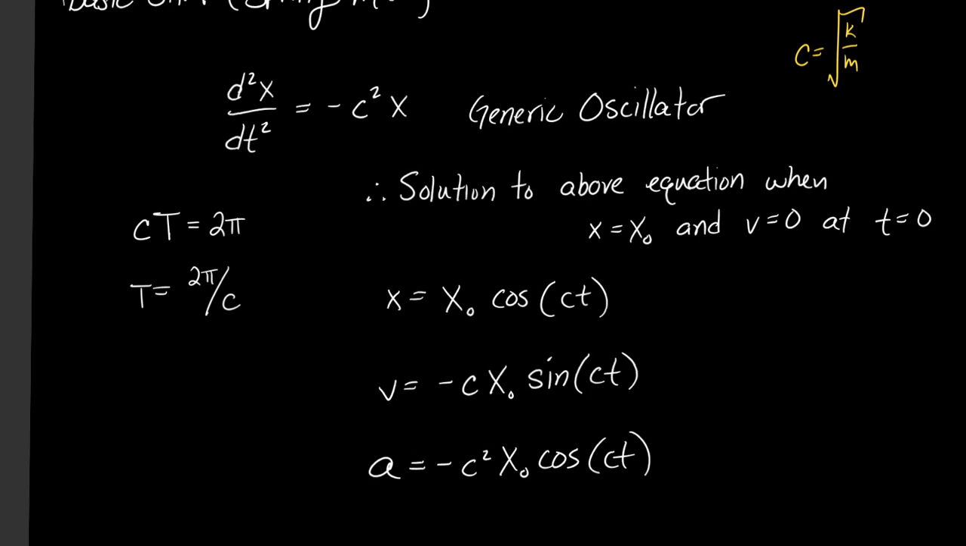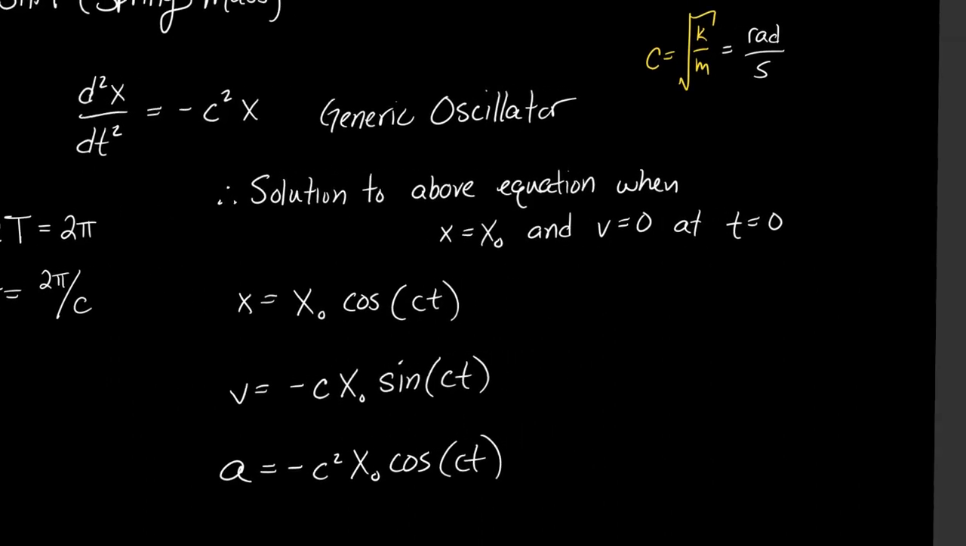I want you to think about this for a minute. 2 pi is a unitless quantity. The only way this actually works is if c is in units of radians per second. Thus the 2 pi is there, and inverting that gives us seconds. So this must be in radians per second as well. It has to be.